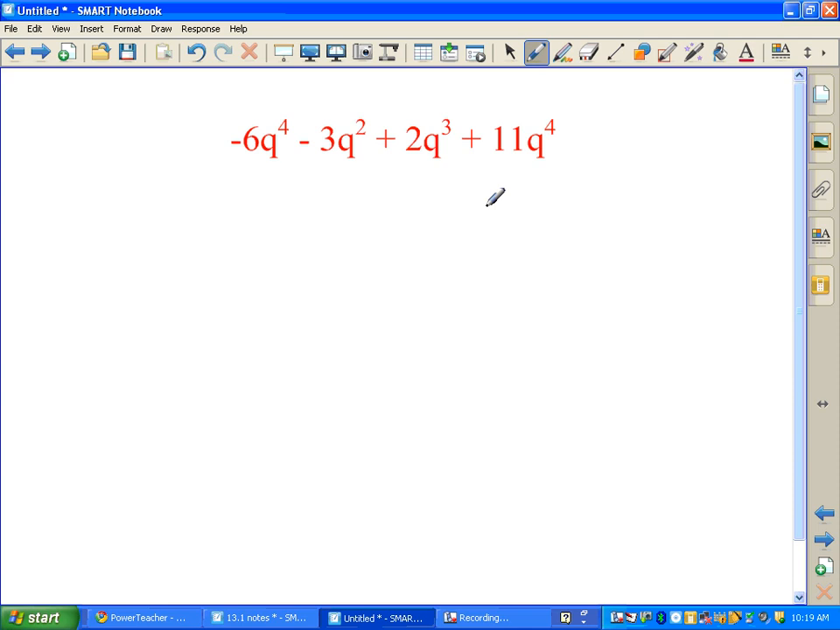So on this one, like terms are when they have the same variable with the same exponent. So here I've got a negative 6q to the 4th and a positive 11q to the 4th. Those two can be combined together. So a negative 6 plus 11 is going to give me positive 5. And it stays q to the 4th. And then the other two terms, they're not like terms, and they're not the same as this. So they're just going to come down, but I do want to put it in standard form.